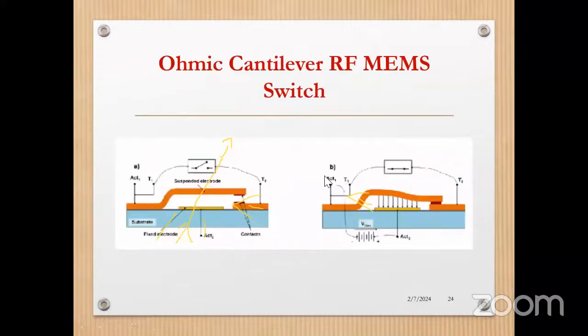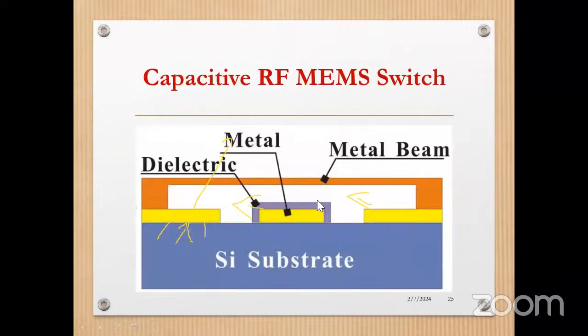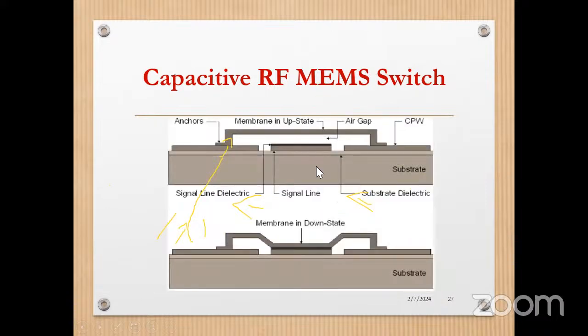So you can see that the switch is going to move. So this is a diagram. You can see that this is the upper membrane. When this membrane is pushed down, it comes in contact with the conductor. So the signal is grounded.